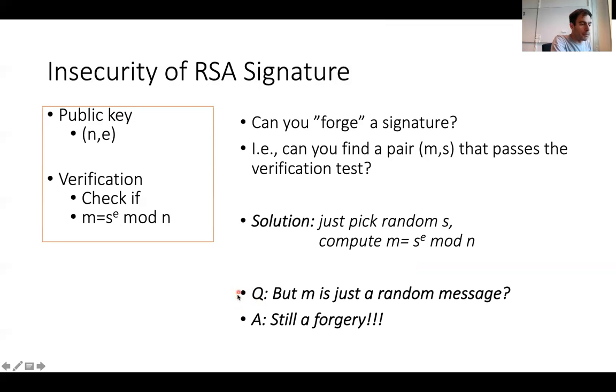Yes, this might be an objection, but this is still a forgery. It's a forgery in the sense that you computed a signature on a message for which you didn't see the signature before. And this might be a problem. So this is a problem for security, even if you don't fully control what the message is. So let's see how we solve the problem.